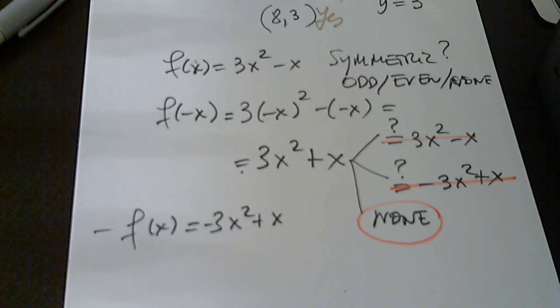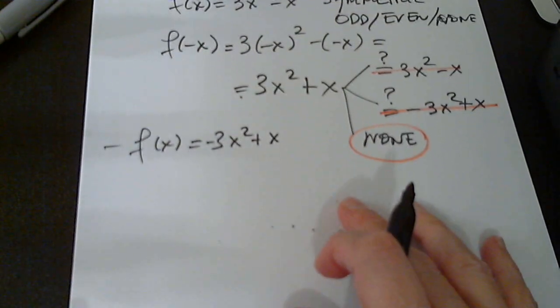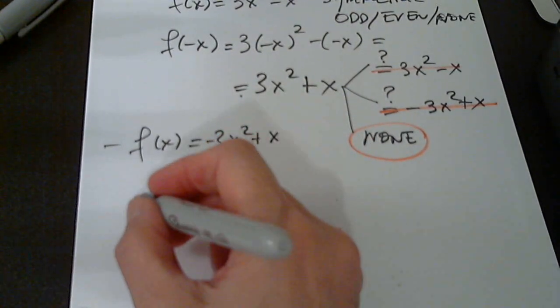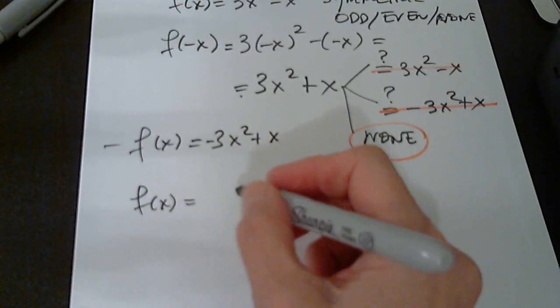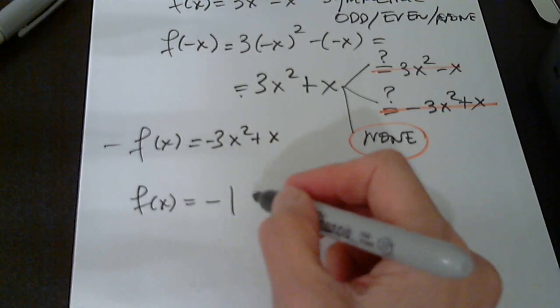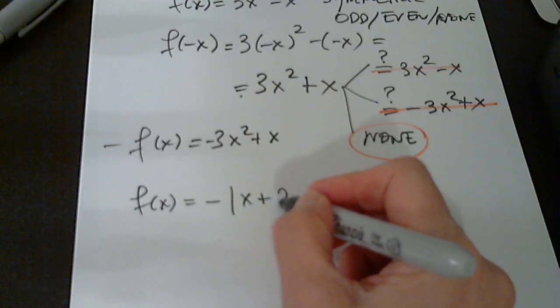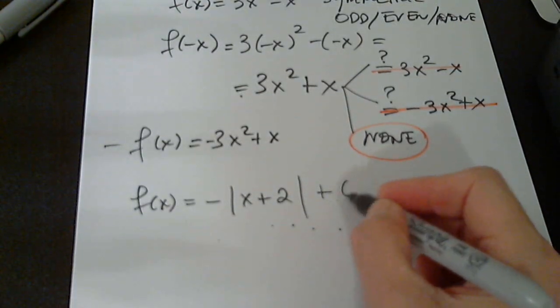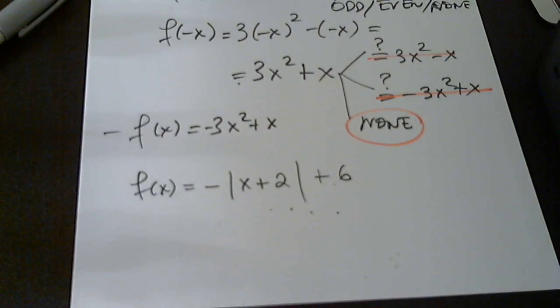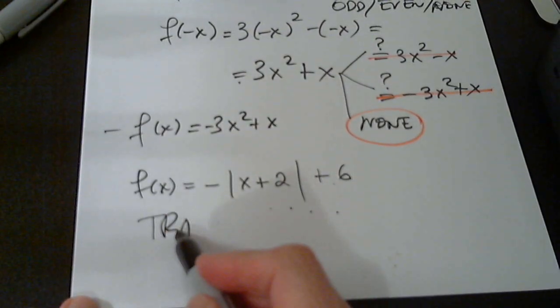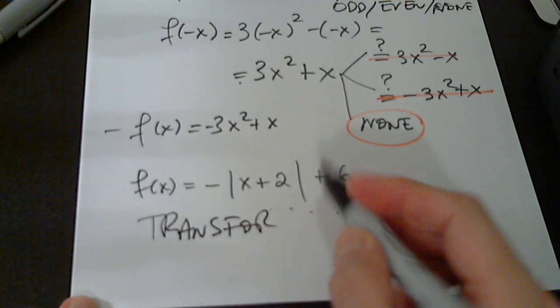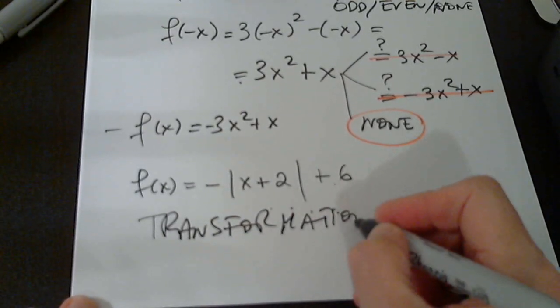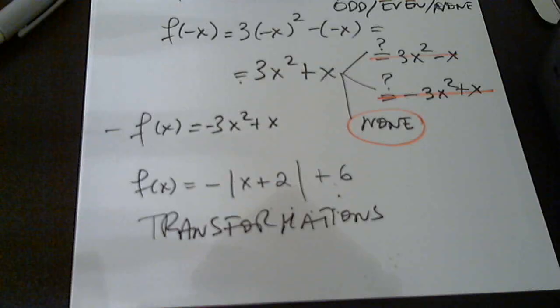Very good. Okay, one more question. Let's say f of x equals negative the absolute value of x plus 2, plus 6. Transformations. Good. Which function? Let me stop.